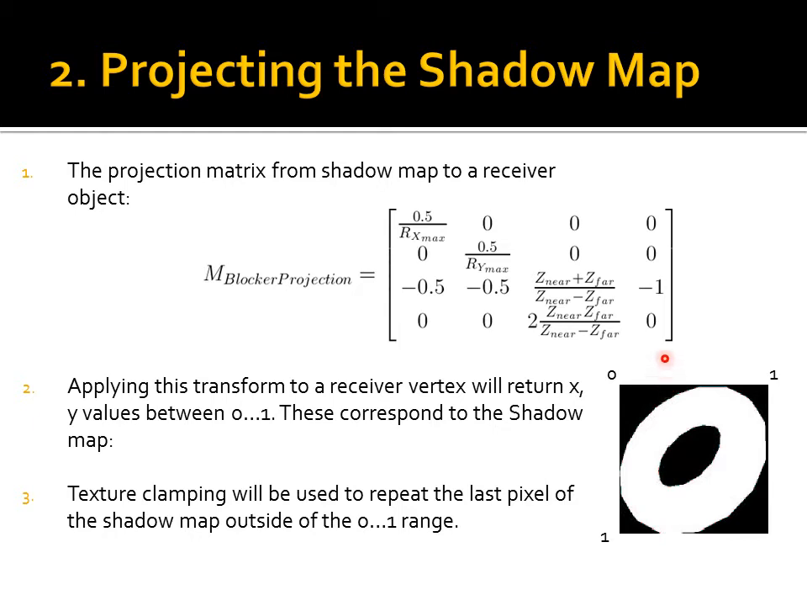If it's less than 0 or if it's greater than 1, then we do something called texture clamping, which means you just repeat the last pixel on here. So everything outside of the shadow map is essentially black, which means it's not in shadow, which means that the edge pixel of your shadow map needs to be black or not in shadow, so that when you repeat it out this way, it's all out of shadow.